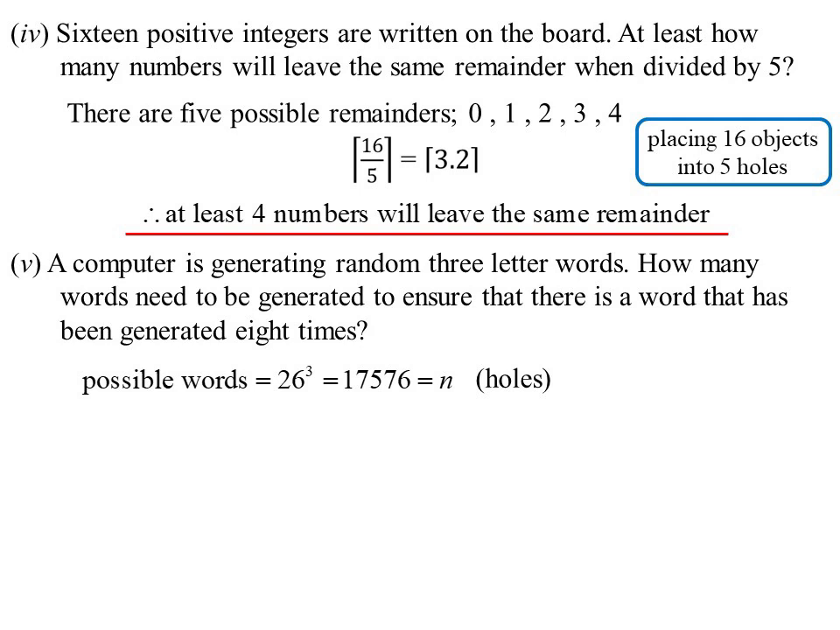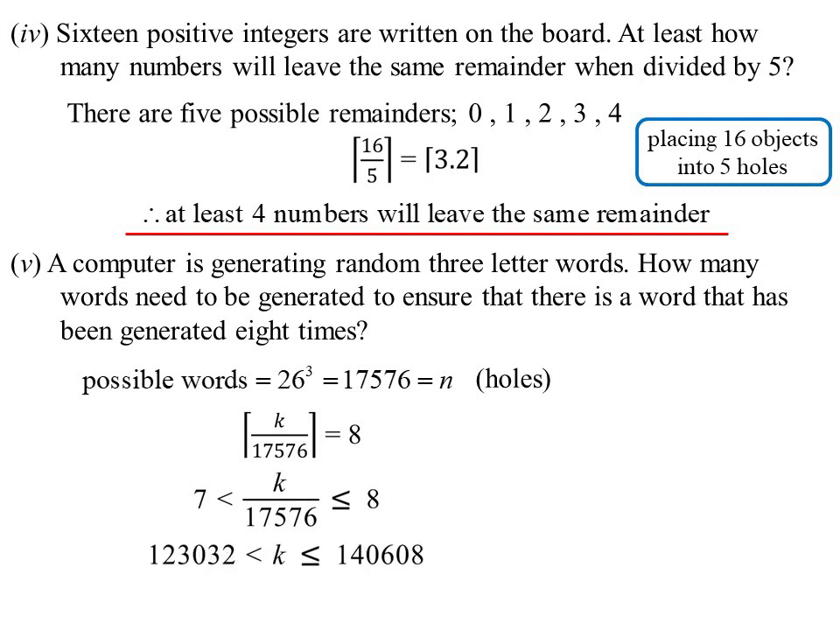They become our holes. So each word that gets spit out, we're going to go, you're in that pigeonhole, you're in that pigeonhole. So they're the holes. So K, that's what we're trying to find. How many words do we have to spit out in order for it to generate it 8 times? So K over 17,576 has to equal 8. So K over 17,576 is in between 7 and 8. It can't be 7, it could be 8.